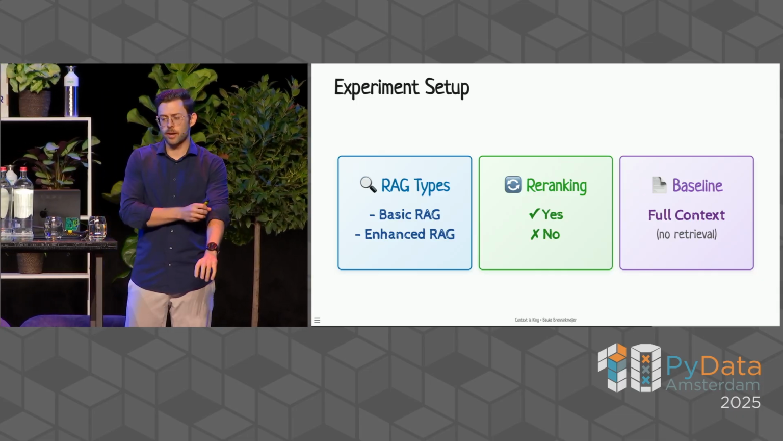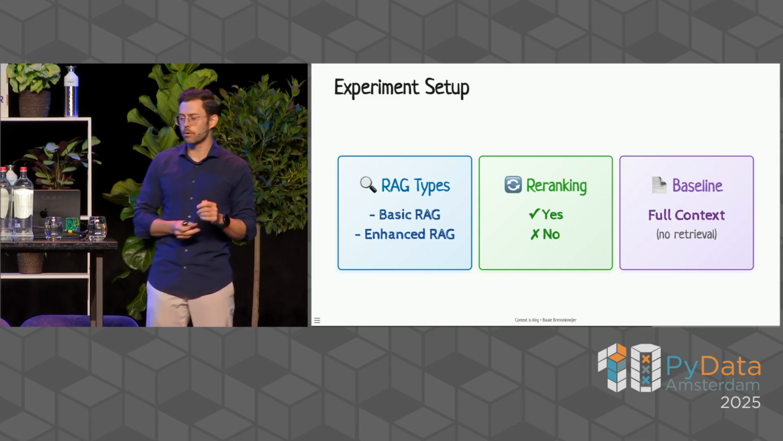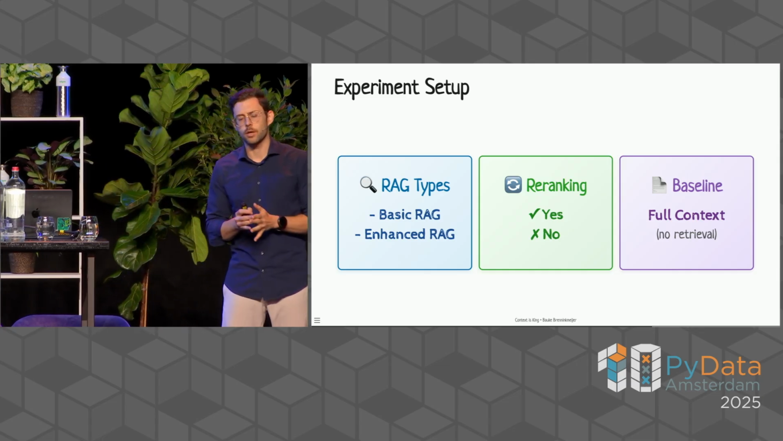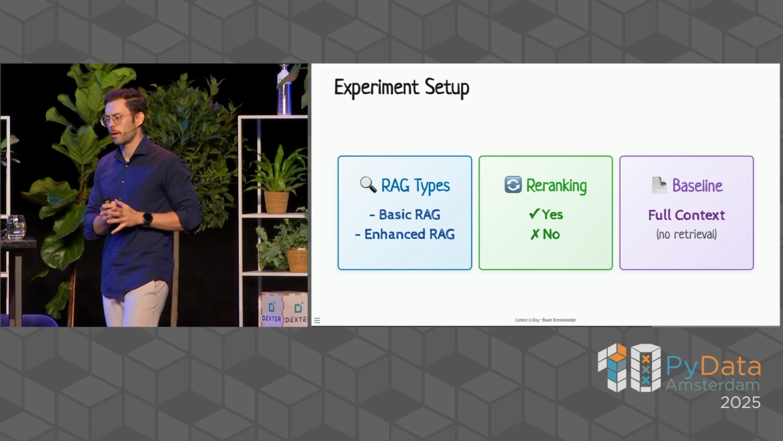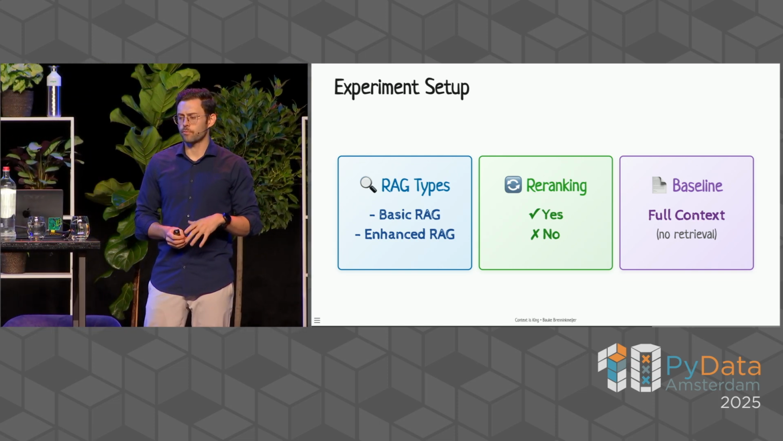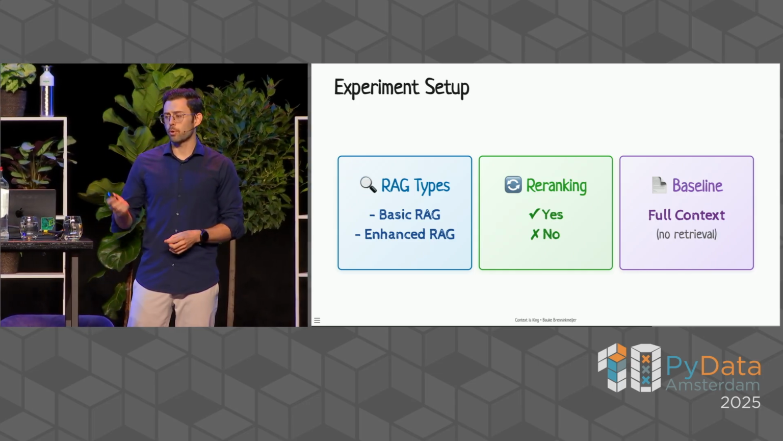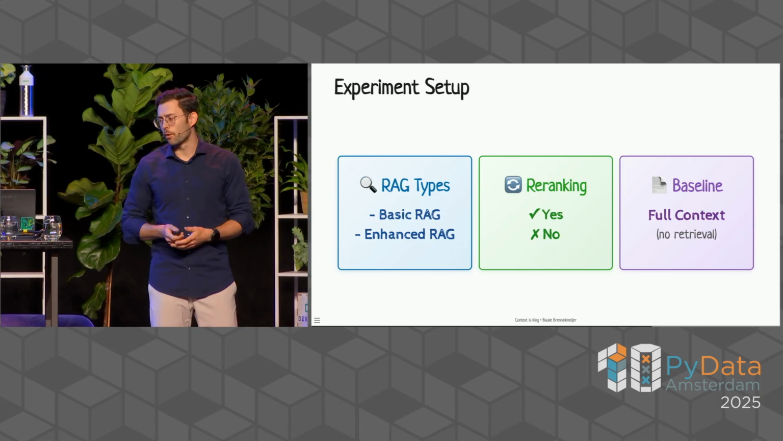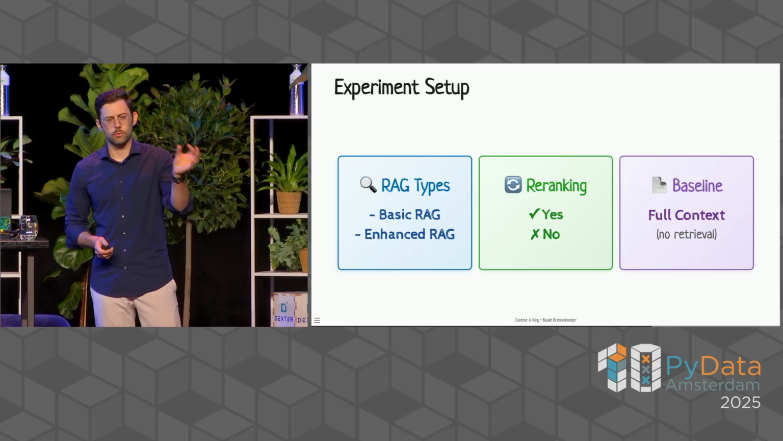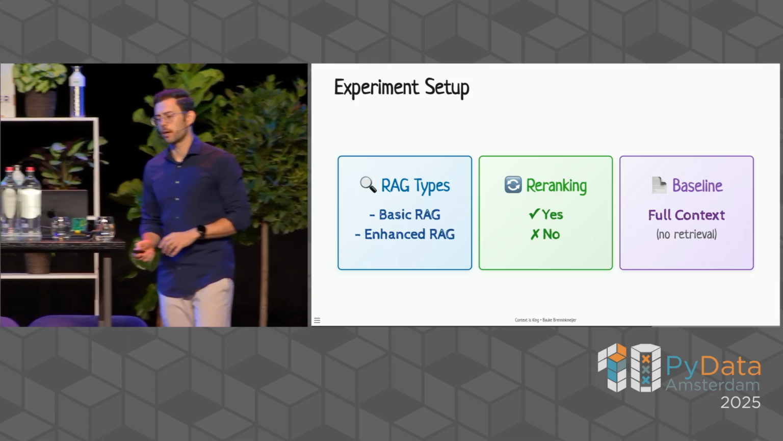I created 2 RAG types. One was basic RAG: just an embedding, search, retrieval, let's go. And then also an enhanced RAG, which does query rewriting and HyDE, hypothetical document embedding. It searches with that, and then retrieves based on that. Re-ranking, yes or no, is of course important, and then as a baseline, the full context. This was applied to a Wikipedia dataset, so there were questions about a Wikipedia article, and it would look within that article.